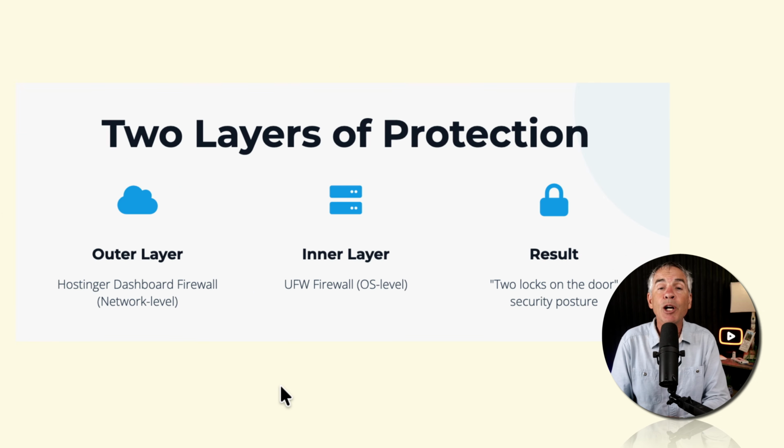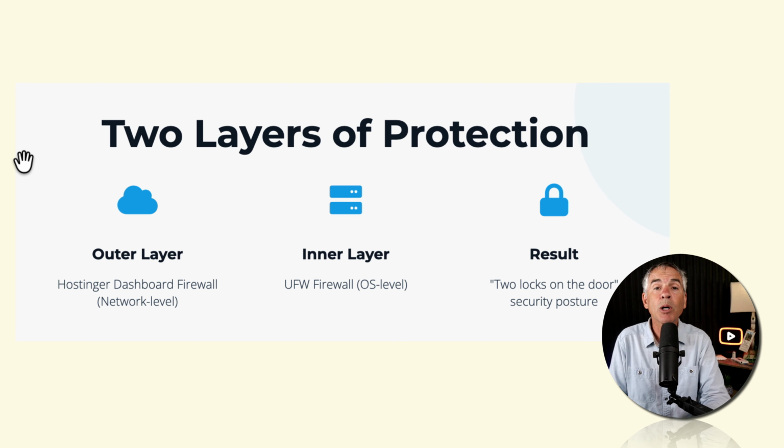So there are 2 firewalls on your VPS. There is the outer layer firewall. You set this up in the Hostinger VPS dashboard. This is known as the network level firewall, and I have a link in the description of this video that walks you through exactly how to set up this outer layer firewall. And the second firewall that I'm going to show you how to set up in this tutorial is on the inner layer of your VPS, or on the operating system level. And this inner firewall is known as a UFW, or an uncomplicated firewall.